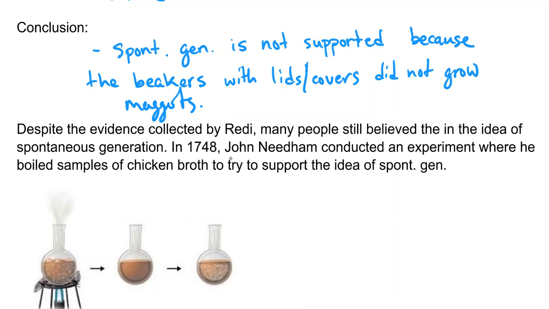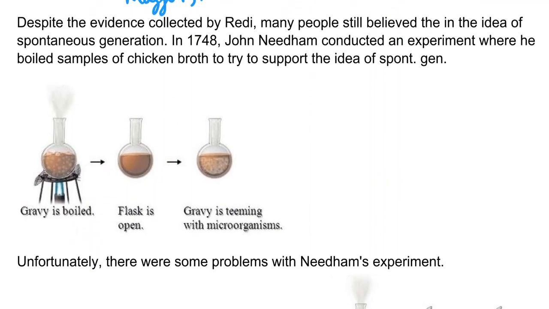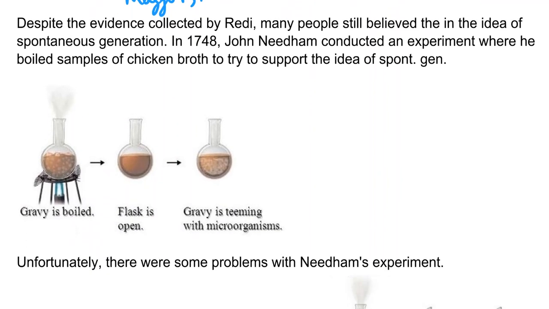In 1748, John Needham, an English individual, conducted an experiment where he boiled samples of chicken broth to try and support the idea of spontaneous generation. So here's what he did. He boiled some gravy or some broth, okay? They're kind of synonymous with each other a little bit. So he boiled some gravy or some broth, and he left the flask open to the air.